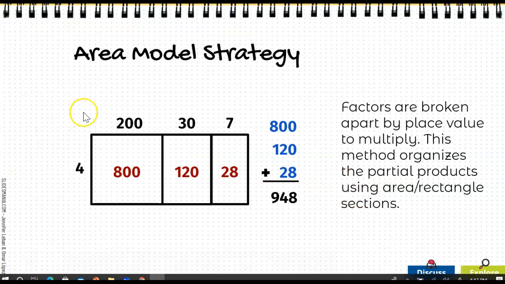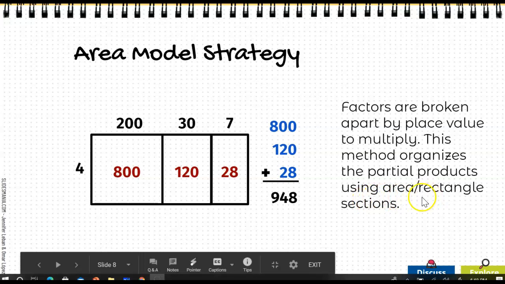So on our next 3 slides here, what I have is just the steps. I've got the different strategies, the 3 different strategies, and I'm showing you the steps that it takes to solve each one of them. And I'll just kind of briefly go over. This is the area model, and I explained it on the other example, but here the factors are broken apart by place value to multiply. This method organizes the partial products using area rectangle sections.